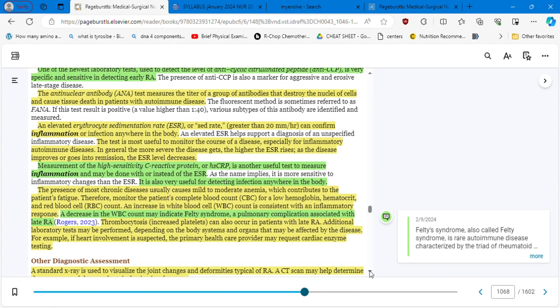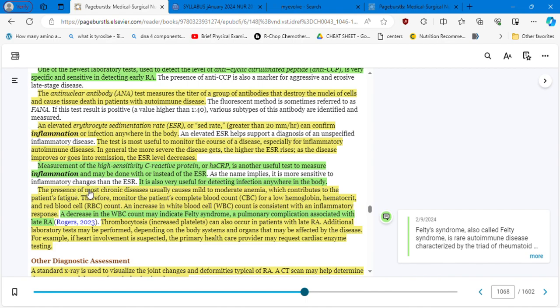But here comes my favorite. Measurement of the high sensitivity C-reactive protein, or your hsCRP, is another useful test to measure inflammation and may be done with or instead of ESR. This is more sensitive, the CRP. It is also very useful for detecting infection anywhere in the body.